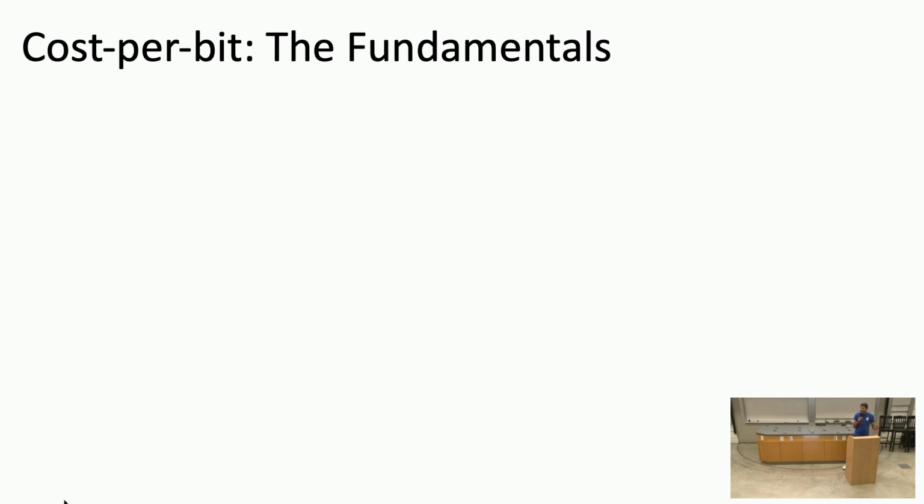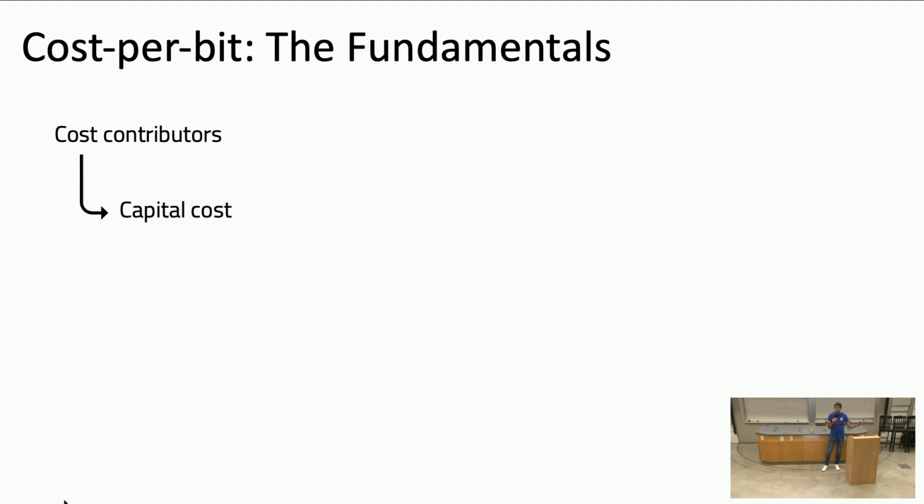So what is leading to the current cost basis in blockchains? Why is it that it's expensive to transact on these blockchains? Let's look at the cost contributors. What makes blockchains expensive to transact on?